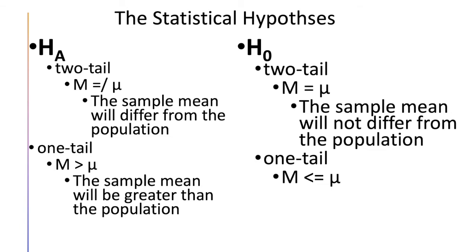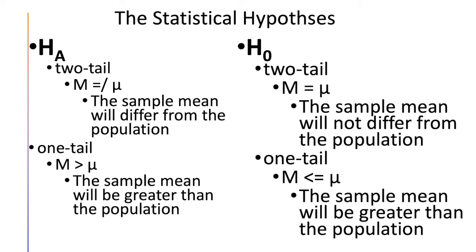Because to say that it's not greater means that it could be less or it could be the same. So we have to be a little more careful with our hypothesis here. The sample mean will be greater than or equal to, forgive the typo there, the sample mean will be greater than or equal to the population. So this is how both one- and two-tailed statistical hypotheses work.